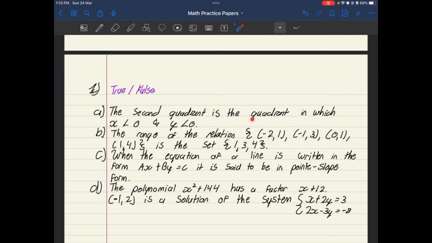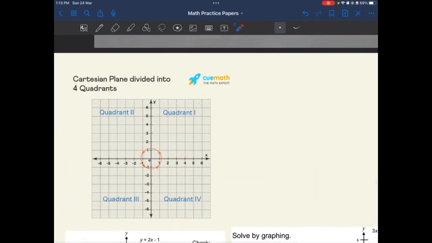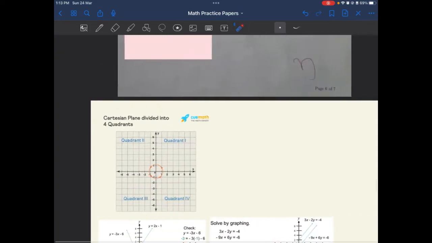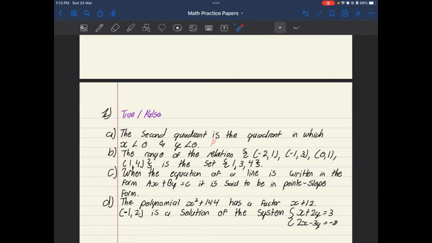The second quadrant is the quadrant in which x is less than 0 and y is less than 0. So let's take a look. This is quadrant 1, this quadrant 2, this quadrant 3, and this quadrant 4. In the second quadrant, they say x is less than 0, which it is, but also y is less than 0. And in the second quadrant, y is not less than 0. You see, you have 1, 2, 3, 4, 5, 6. So this is false.